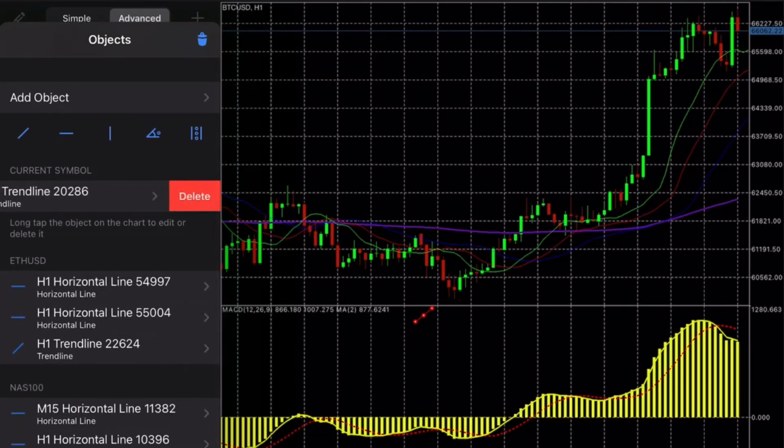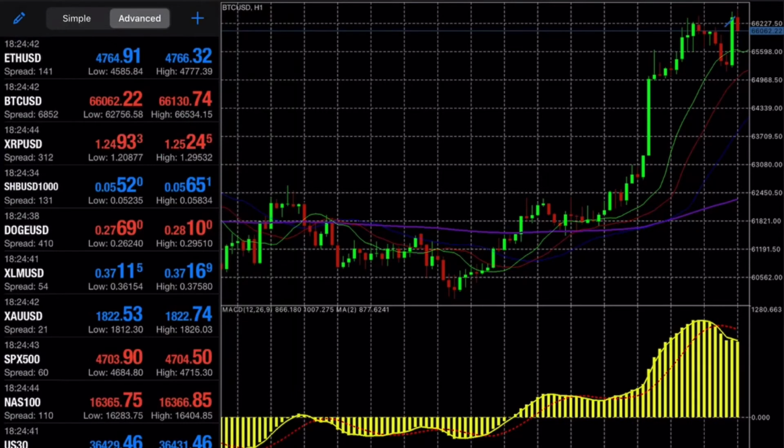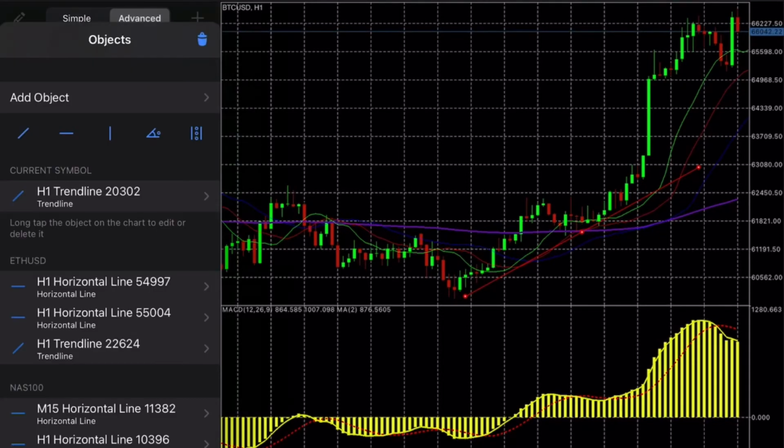You can also use trend lines to draw up dynamic support and resistance levels, because support and resistance basically summarizes the whole market. It's just a bunch of different supply and demand zones. You can also use my favorite indicator, the MACD, which is a trend following indicator.